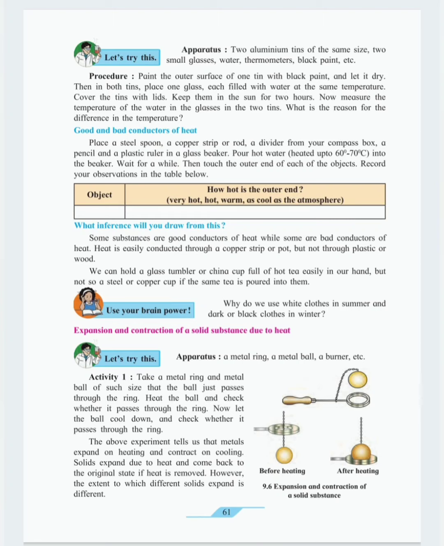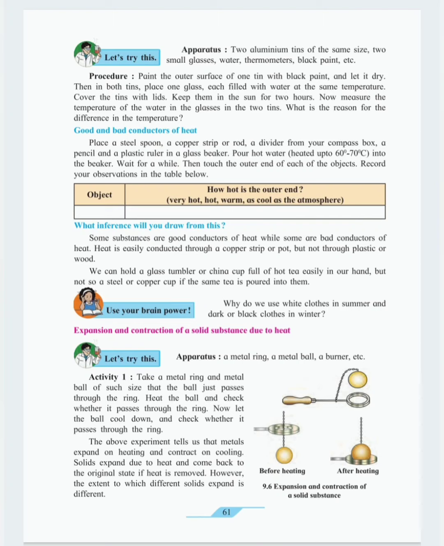Let's understand expansion and contraction of a solid substance due to heat. Under this point, there is one experiment based on a metal ring, a metal ball, a burner, etc. So we require things like a metal ring, a metal ball, a burner, etc. What will we do in the beginning? We will take the metal ring and the metal ball and try to pass the metal ball through that ring. The ball easily passes through the ring.